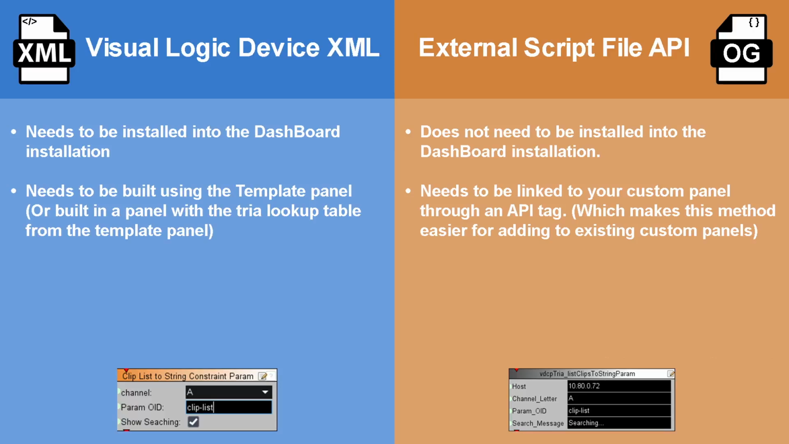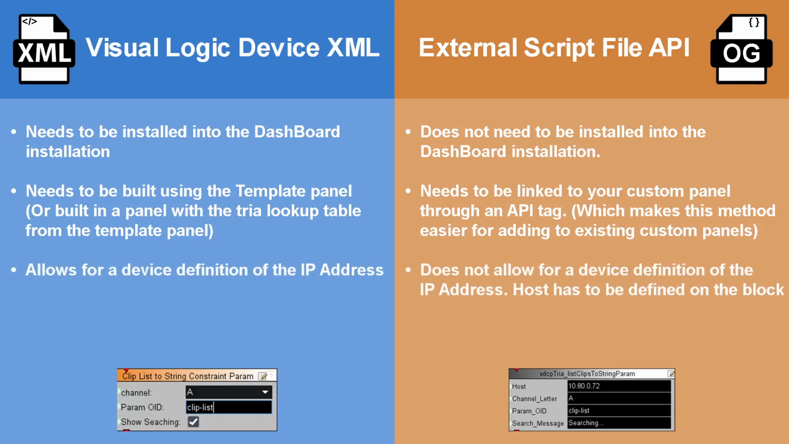Next, the Visual Logic Device XML works much better if you build it from scratch with the template panel that's provided. With the external script file method, it really isn't that difficult to add this to any existing panel because the process is as simple as adding an API tag to that custom panel and linking that API tag to your script file. The Visual Logic Device XML allows for a device definition, and this is really important because that means that you can declare the IP address of your device, versus the external script file method where the Visual Logic block now needs to define the IP address on it for each and every block you use.